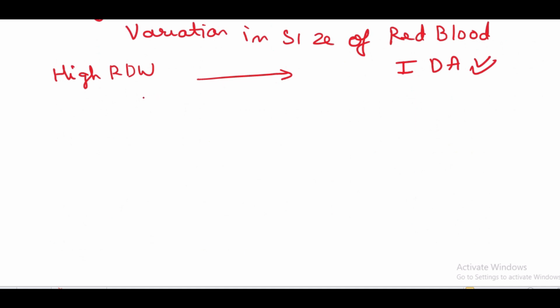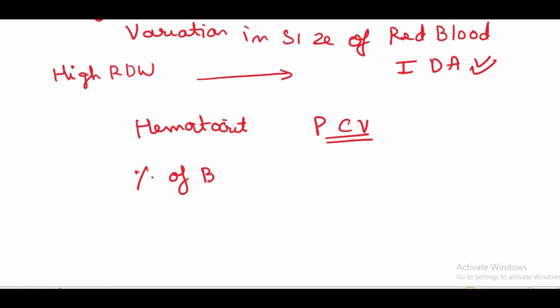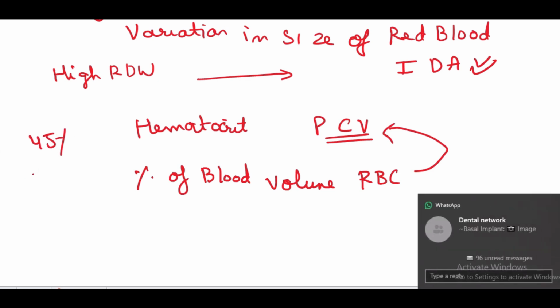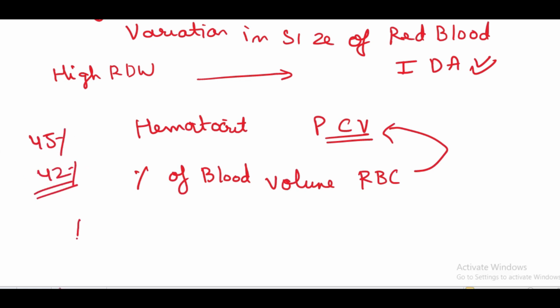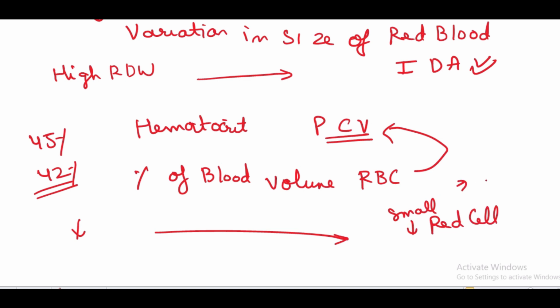Other is hematocrit, or packed cell volume. The percentage of blood volume that is occupied by red blood cells is hematocrit. In men it's 45% and in women it's 42%. Low hematocrit means there are fewer or smaller red cells, seen in anemia, and high hematocrit means that there are larger red cells as seen in polycythemia.